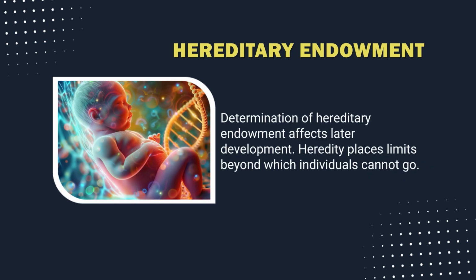Now, determination of hereditary endowment affects later development. Heredity places limits beyond which individuals cannot go. Let's say, in terms of my attitude, if I inherit a good attitude from my mother or from my father, it is hereditary, it comes to me. That is the reason why we say heredity places limits beyond which individuals cannot go. There is a certain extent to which you can go when you have the hereditary endowment that is passed on from family to family. For example, if a person is angry most of the time, and that is passed on from the father or from the mother, then there's nothing much you can do.